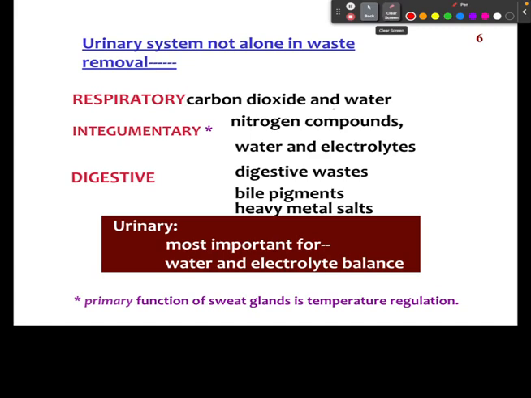Our integumentary system, or our skin primarily, is going to help us to remove nitrogen compounds, as well as water and other electrolytes that we don't need. And then the digestive system that we just covered recently, that helps us with getting rid of those digestive wastes, as well as other bile pigments and heavy metal salts. Urinary, as we talked about in the last video, the primary is going to be regulation of water and electrolytes. And in the next few videos, we'll talk a little bit more about how that's possible. If you have any questions, let me know.